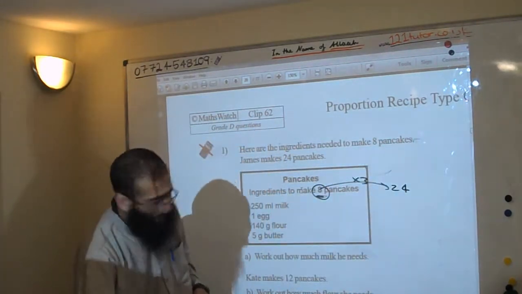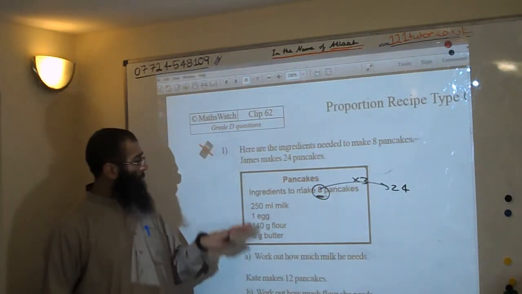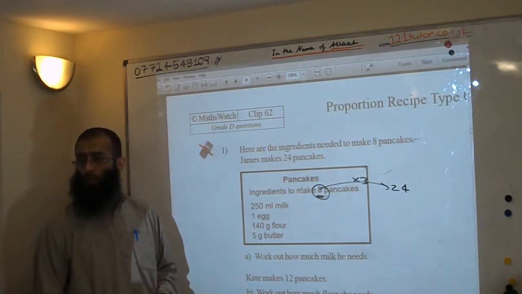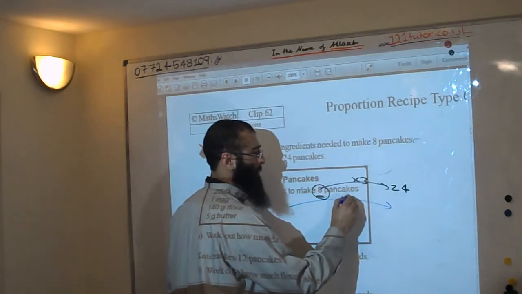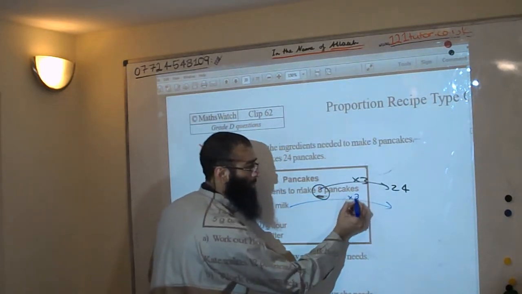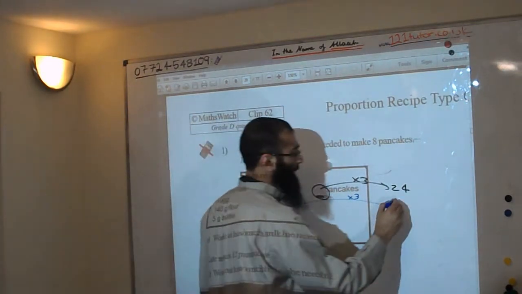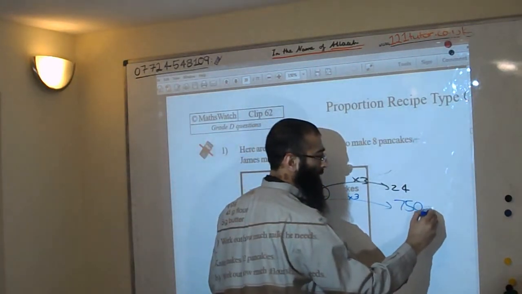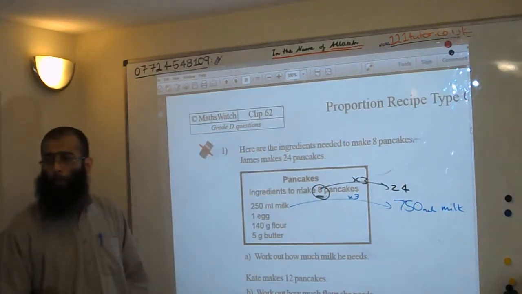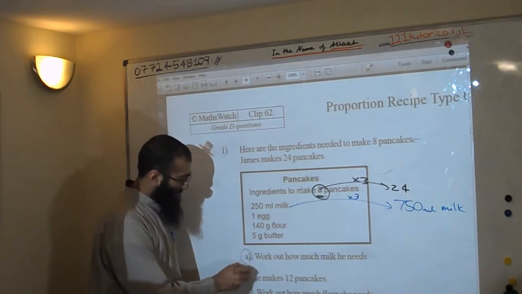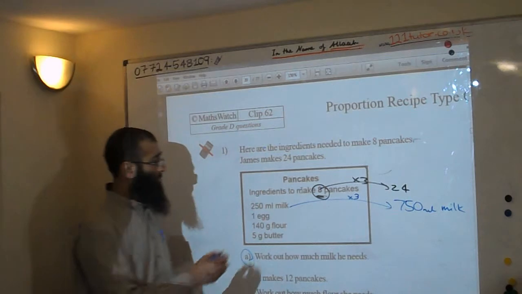What we do now is, the question says here, work out how much milk he needs. What we're going to do, we're going to work out the milk and all the others as well. So milk is going to be this, times by 3. So we have 250 times by 3, that will give us 750 milliliters of milk. That's what question A is all about, just that one part. But for good measure, we're going to do all of them.